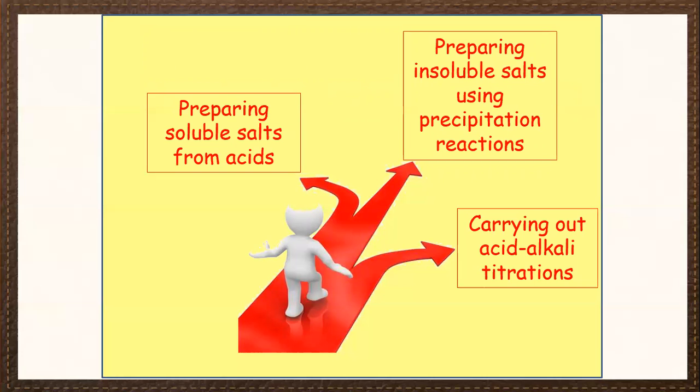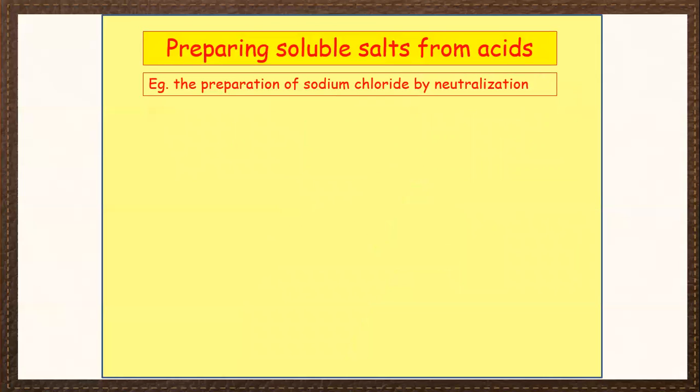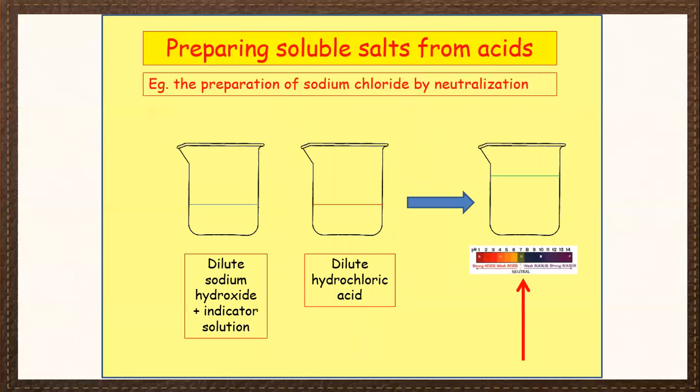Preparing soluble salts from acids. Preparing insoluble salts using precipitation reactions. Carrying out acid-alkali titrations. Preparing soluble salts from acids, we'll see the preparation of sodium chloride by neutralization.